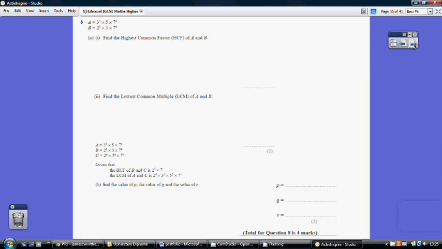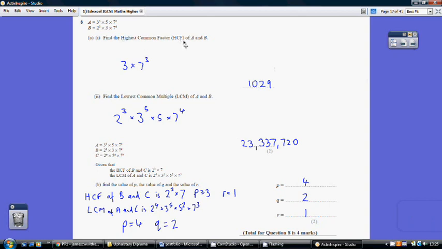Question 8. Find the highest common factor of A and B. When we compare the components of A and B, we take the lowest power each time. For the 2s, we've effectively got 2 to the power of 0 in A, so no 2s. Then for 3, our lowest power is the 3. For the 5s, our lowest power is nothing, because there are no 5s in B. Then for the 7s, our lowest power is 7 to the 3. So 3 times 7 cubed, which is 1029.